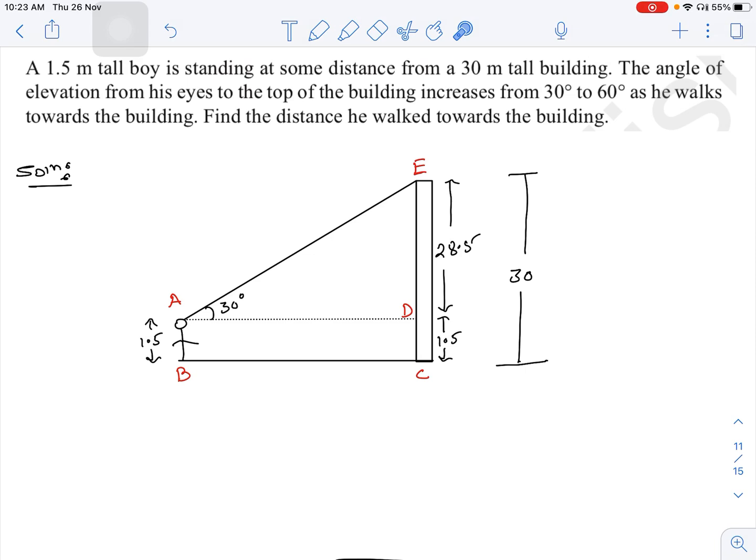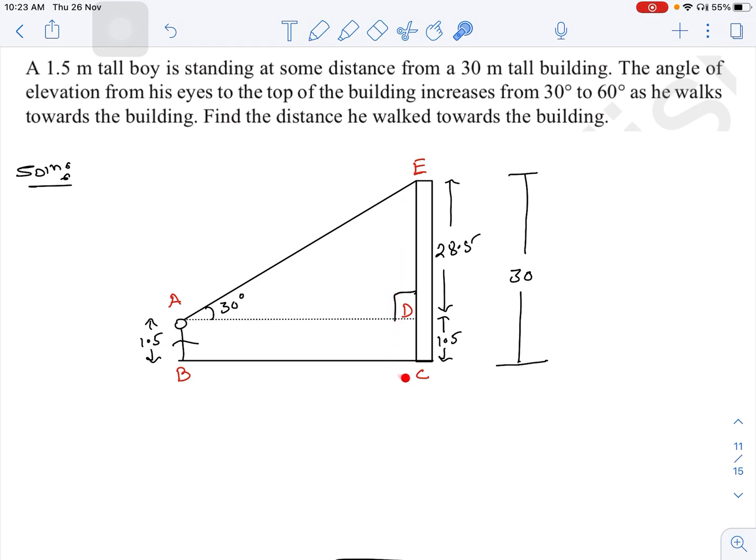Now in first condition, if the height of the boy is 1.5 meter, okay, then we have to mark this DC as same as the height of the boy. Why? Because the angle of elevation is from this point, not from B. Now, if we mark it in this way, then this building and this point D will make an angle of 90 degrees. That I am marking it over here. Now, EDA is forming a right angle triangle.